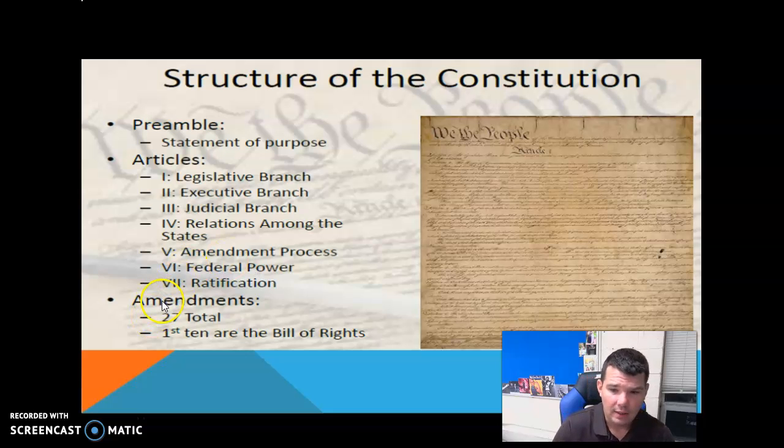And then finally, at the very end of the Constitution are the amendments. So there's 27 total amendments. And then the first 10 amendments, as I'm hoping you already know, are the Bill of Rights. For example, the First Amendment, right of freedom of speech and religion, assembly, and petition. That's the First Amendment. Second Amendment, right to bear arms. So there's 10 of them that were originally written when the Constitution was first drafted.